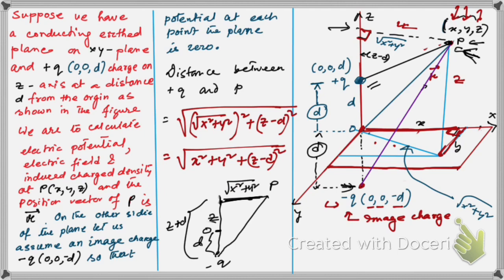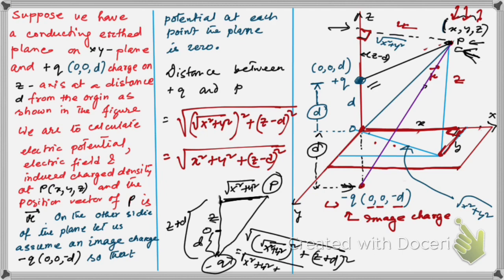Now again, if you apply the Pythagoras theorem, the distance from the minus q charge to point P will be root over (root over x square plus y square) whole square plus (z plus d) whole square, and that's going to be equal to root over x square plus y square plus (z plus d) whole square, right? This will be the distance between the negative q charge and the point P. So hope you have understood this.